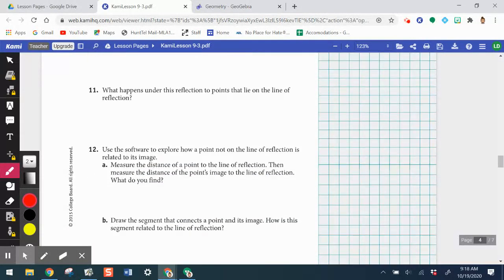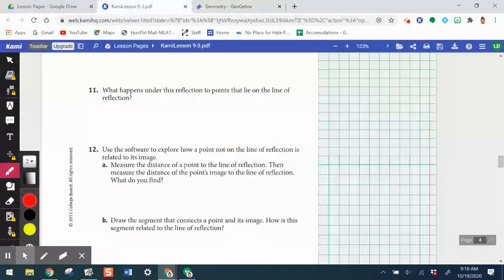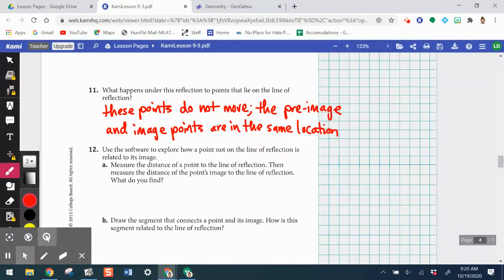So number 11 says, what happens under this reflection to points that lie on the line of reflection? Well, hopefully you notice here they didn't go anywhere. In fact, when I try to measure A prime, B prime, it still registered it as A. So AE, which was on the line of reflection, actually did not move at all. So let's go back and add that answer. So I said these points, in fact, do not move, or we could say that they map to themselves. The pre-image and image points are in the same location.